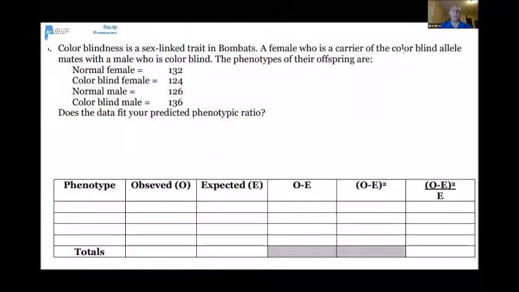And before I try to talk about the null hypothesis, I want to talk about the genetics of this problem a little bit. So it tells us that color blindness is a sex-linked trait. I wish it said it's an X-linked trait. Somebody unmute and tell me what that means for a trait to be sex-linked or X-linked. Anybody, just unmute and tell me what you think that means.